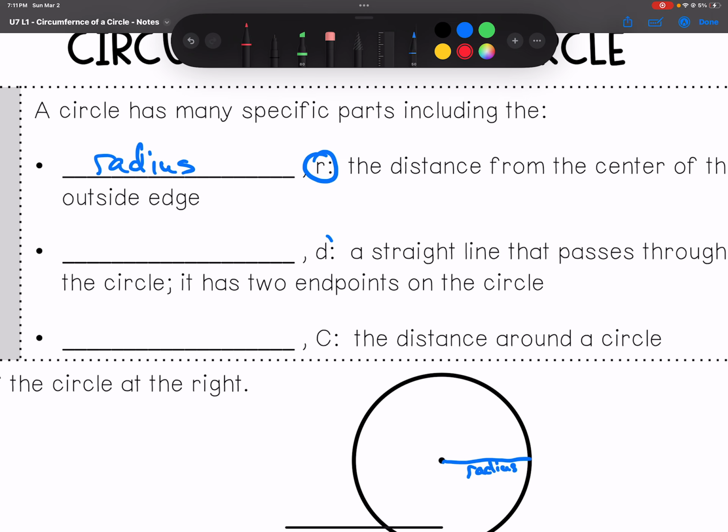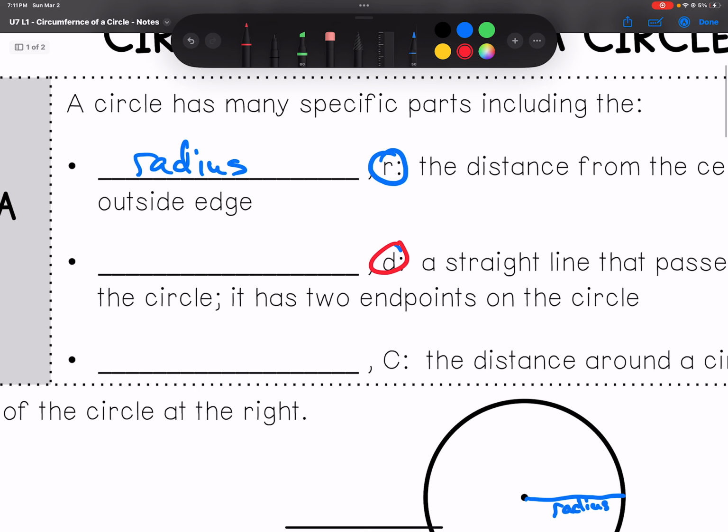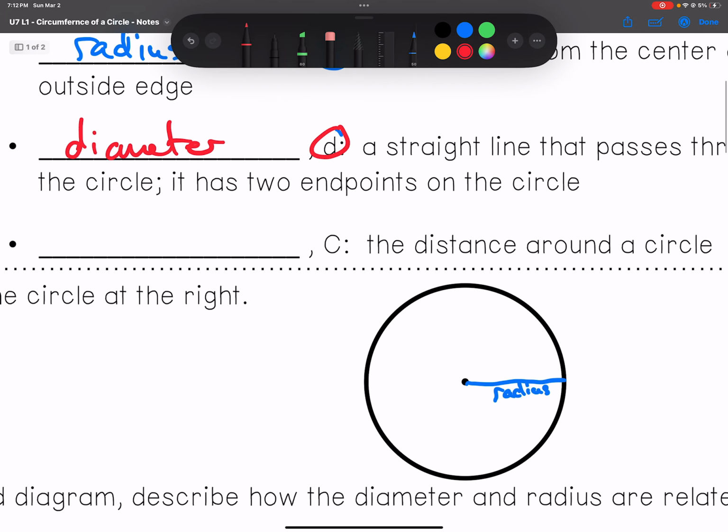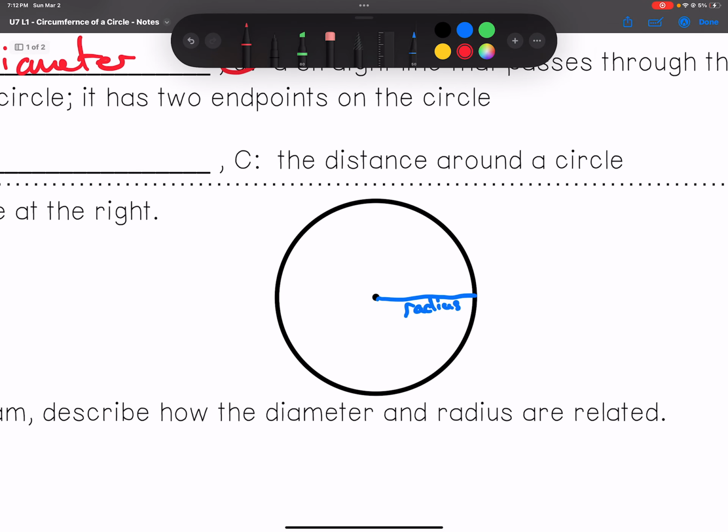D, let's do this one in red. D stands for diameter. And it is a straight line that passes through the center of a circle. It has 2 endpoints. Again, it does not always have to go straight up and down. It can go sideways or whatever and go that way. But the diameter has 2 endpoints on the circle, where the radius only has 1. And that is the diameter.